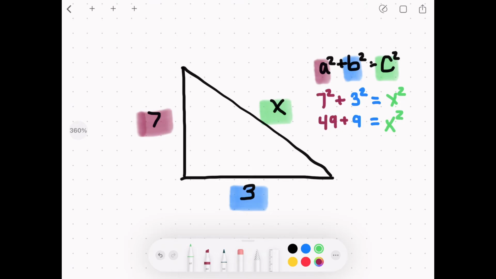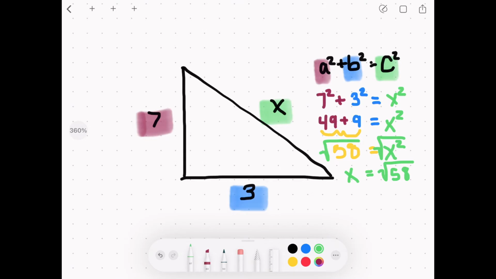Now we're going to add 49 plus 9, and when you add those together in your calculator, I believe they should be 58. We're going to denote this in yellow, so 58 is x squared. To isolate x, you're going to take the square root of each side, so that cancels out the exponent, and you're left with x equals the square root of 58.